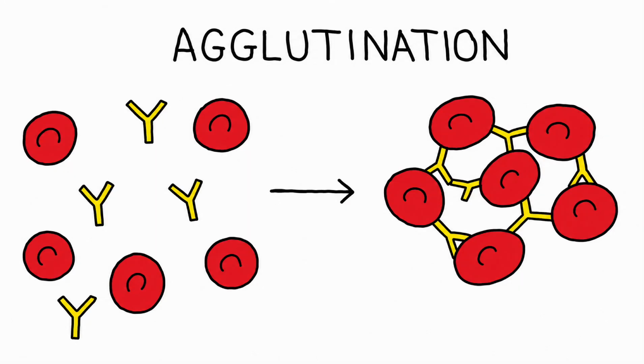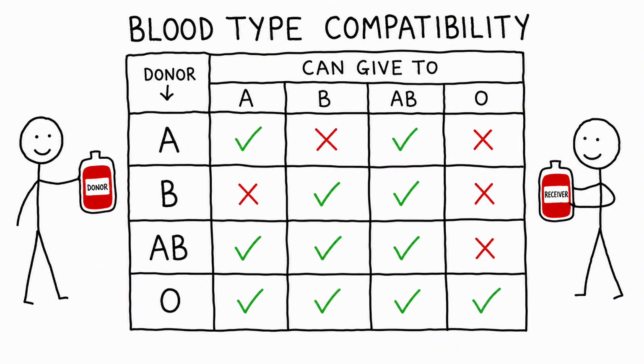So like I said earlier, agglutination is basically when a red blood cell comes in contact with antibodies against them, and they will agglutinate and clump together. Okay. And so here are the compatible blood types for transfusions. This is a chart for it.